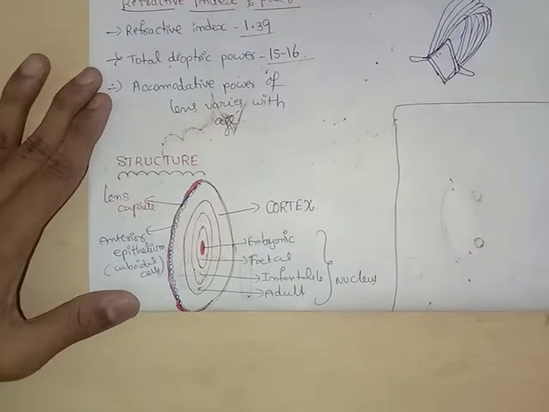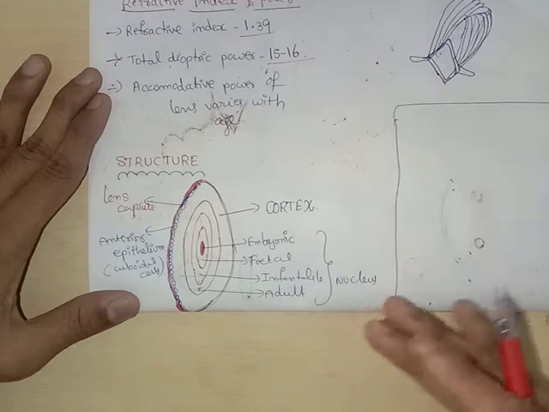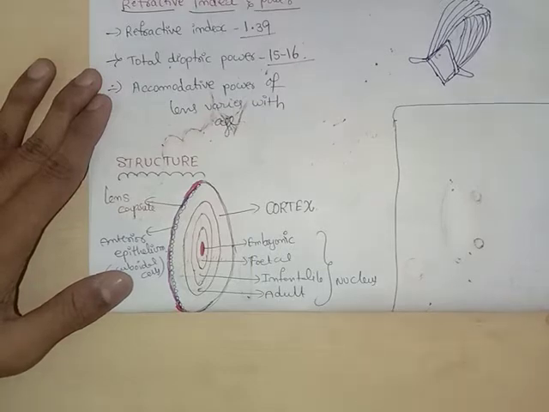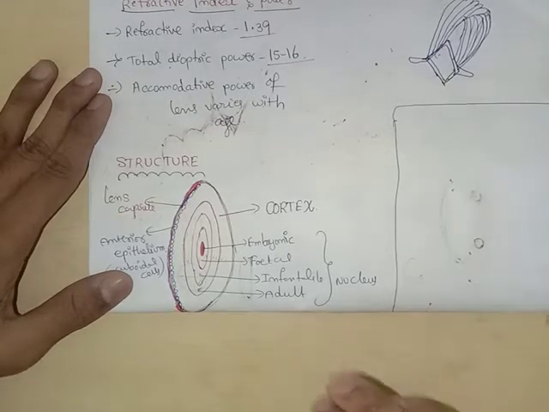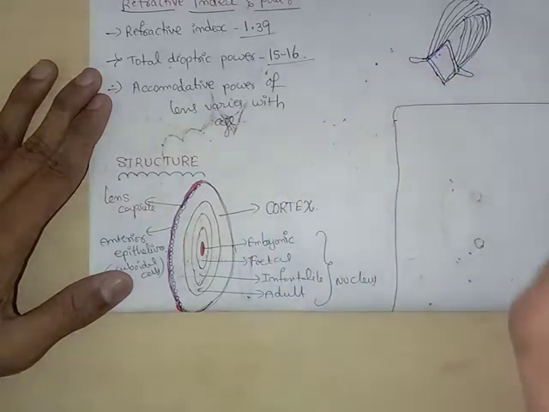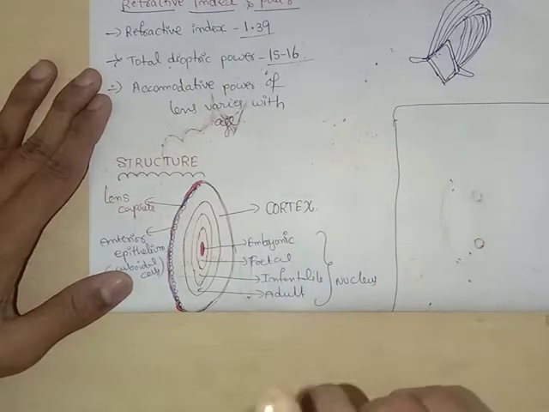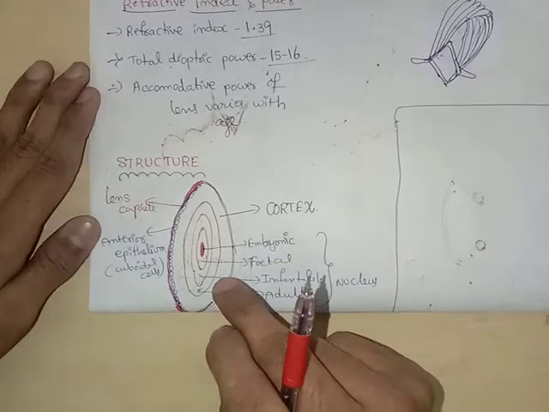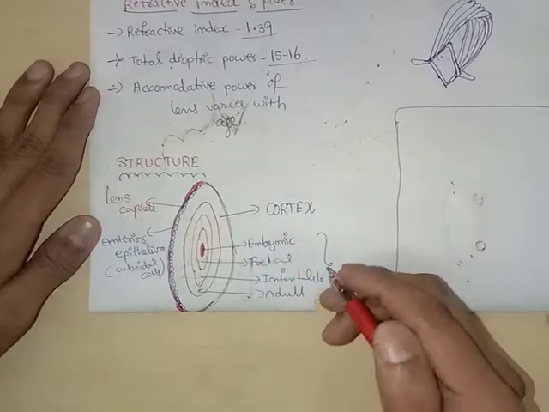If you cut the lens from the front side or lateral side, we observe it like an onion. When we cut the onion, we see concentrically arranged petals. Like that only, in the lens also there is that kind of arrangement.